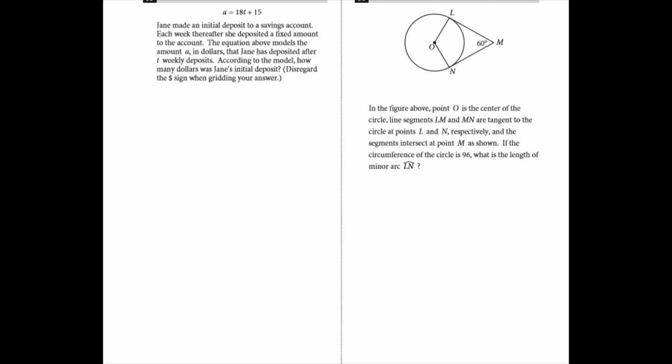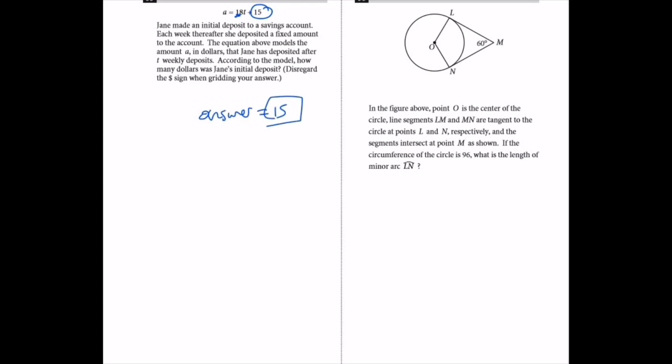Okay, this is y equals mx plus b. 18 is the slope, so we see that she puts $18 every week. And this is her initial money there. So you need to identify this equation. So the answer is 15.